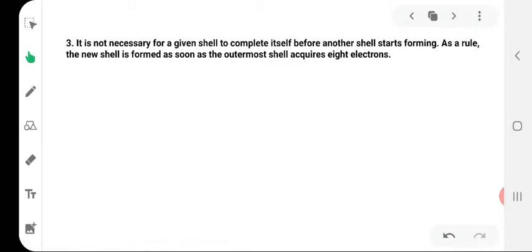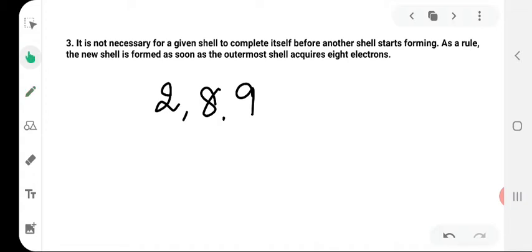So this means straight away that it is not at all necessary for a given shell to complete itself before another shell starts forming. As a rule, the new shell is formed as soon as the outermost shell acquires 8 electrons. For example, say we consider the element potassium, which has the atomic number 19. Then what should be the electronic configuration? It would be 2, 8, 9. But actually it is not so.